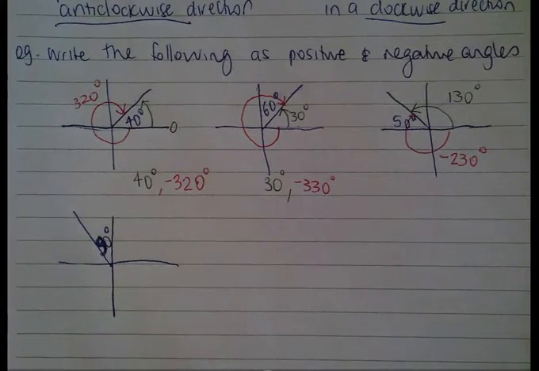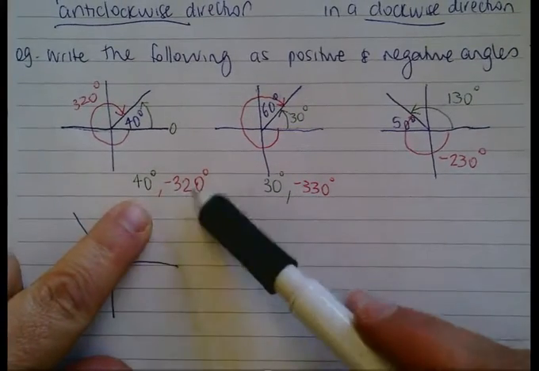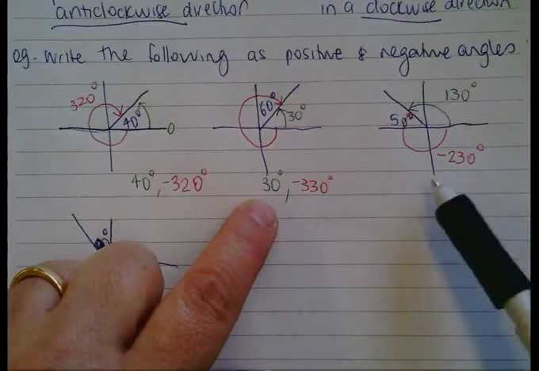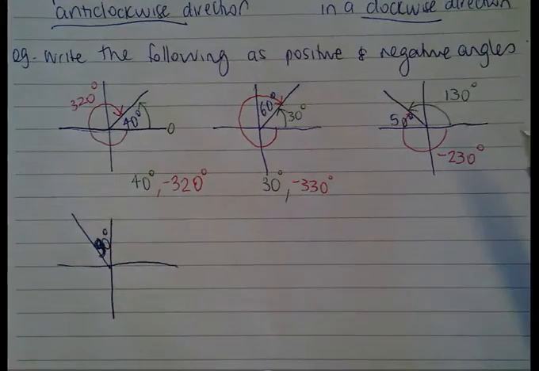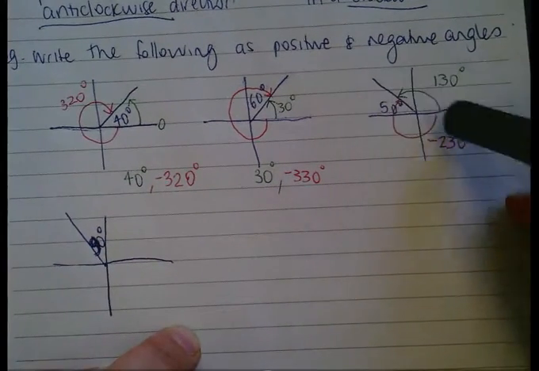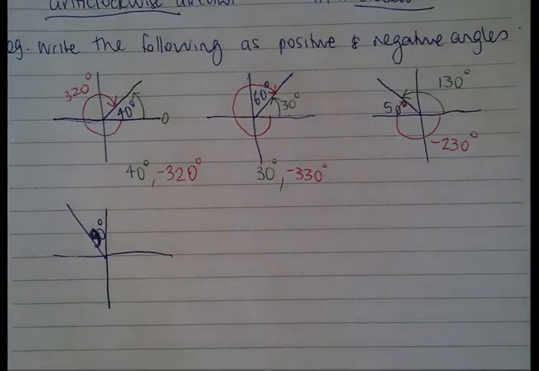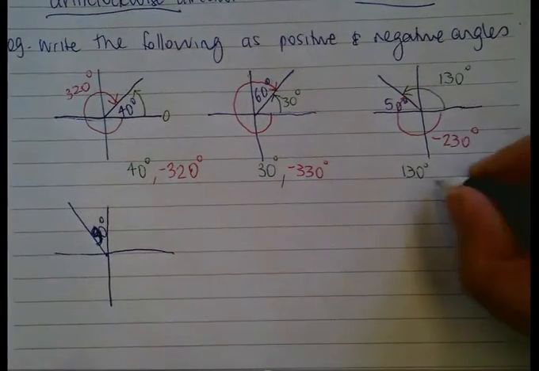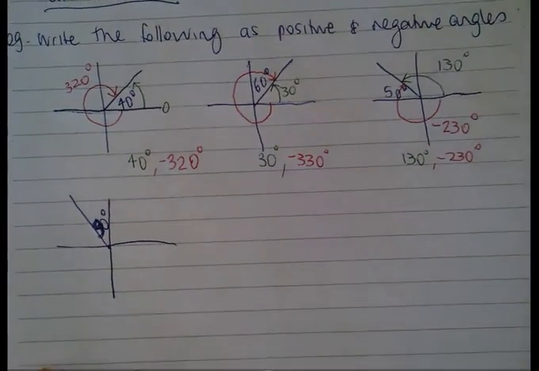You know, what do you notice if you ignore the negatives? 40 and 320 makes 360. 30 and 330 makes 360. 130 and 230 makes 360. But I've gone 130 from this side and 230 from that side to get to the same angle. Okay, so those two are the same thing. 130 degrees and negative 230 degrees represents the same position.